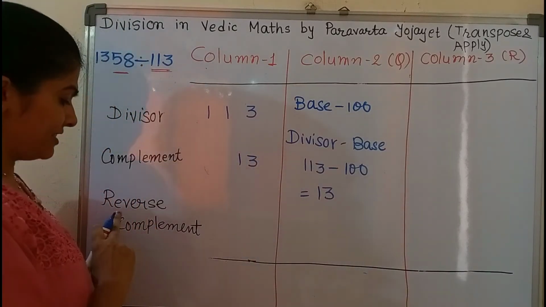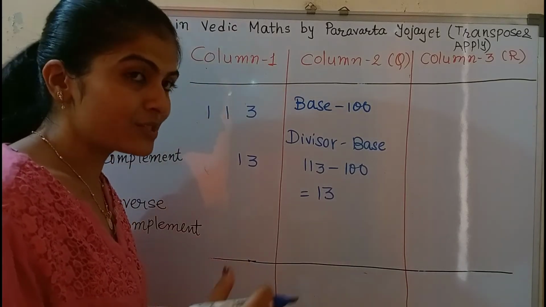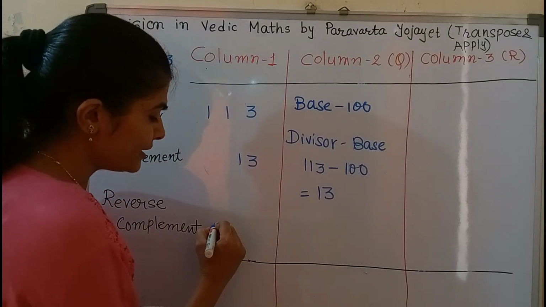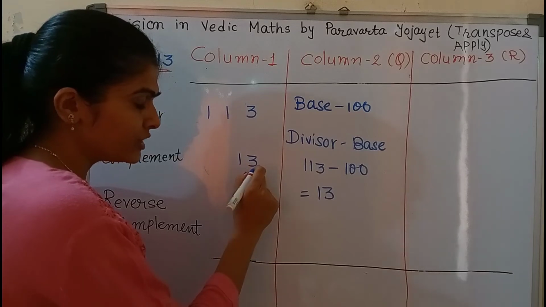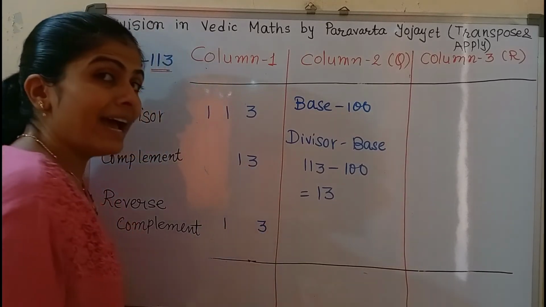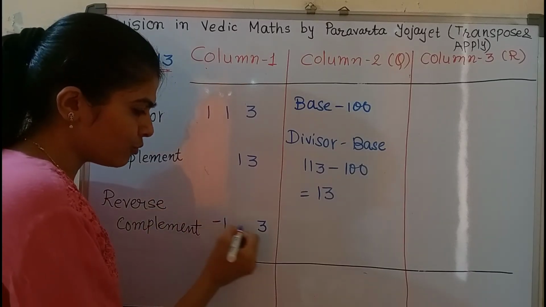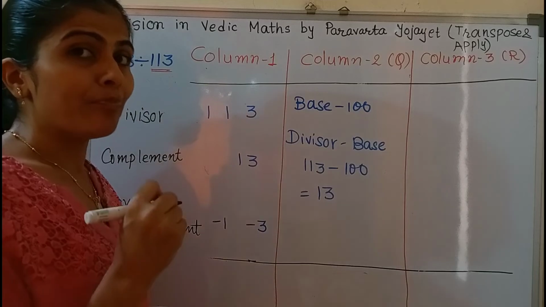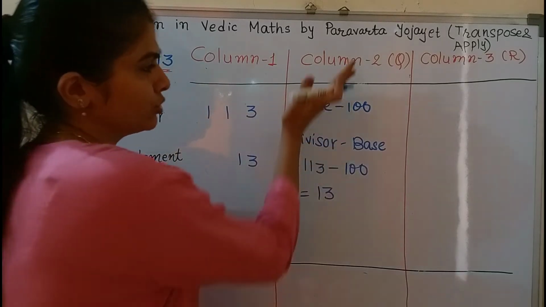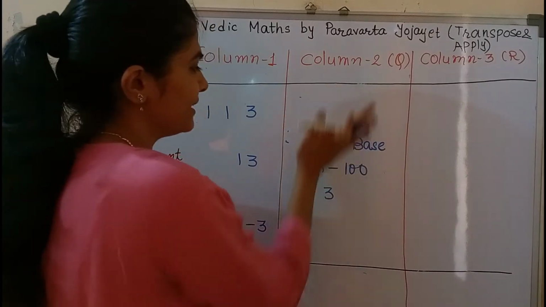Next, I have already written the reverse complement. Now what is the reverse complement? Reverse complement means I need to write down both the digits of the complement separately and change their sign. As they are positive, I need to make them negative. This is the major step that you should remember. Okay, so this much is done. We have decided our base.